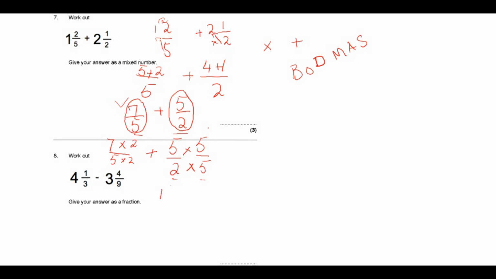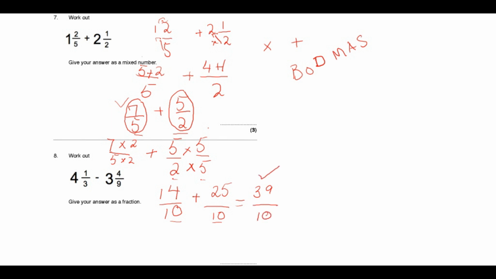7 times 2 is 14, 5 times 2 is 10, and 5 times 5 is 25, and 2 times 5 is 10. So now we have same denominators. We can add these numbers easily. Okay, so 14 plus 25 is going to give you 39 tenths. So this is your answer.